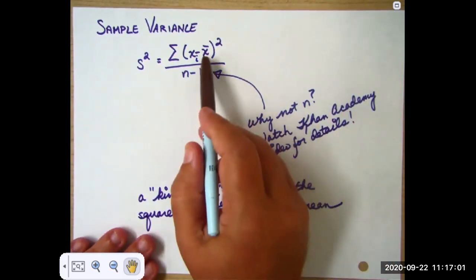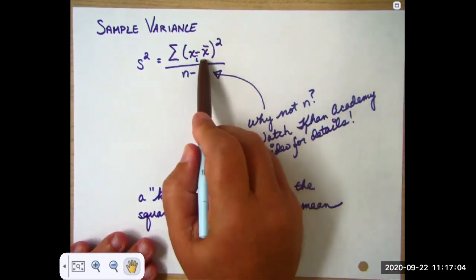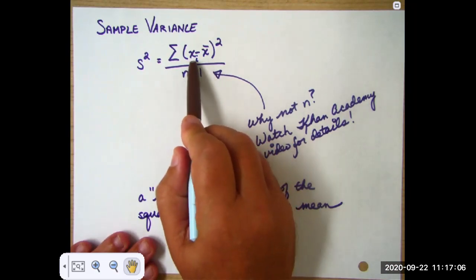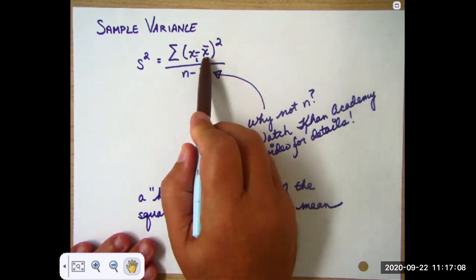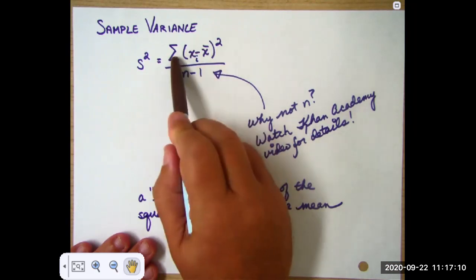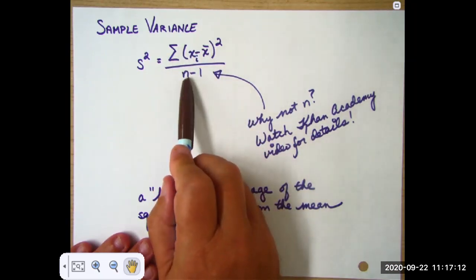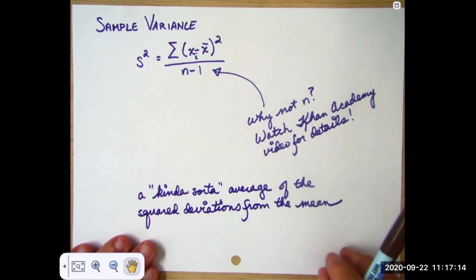Remember, if we're taking a sample, we find the sample mean, which is x bar. We take each of our data points and find the deviation from the mean, and we square that and we add them up, but we divide by 1 less than our sample size.